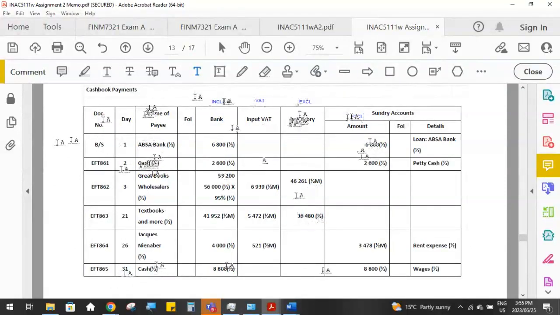And then for the other 3 transactions, we put those under the sundry accounts column because I didn't have a column over here for loan. I didn't have a column over here for rent expense. And I didn't have a column over here for wages. So therefore, I needed to use my sundry accounts. The amount excluding VAT goes under the amount. And then under details, I put the name of the general ledger account. What is this? Cash book payment. So bank is getting a credit, name of the general ledger account that I'm going to debit.